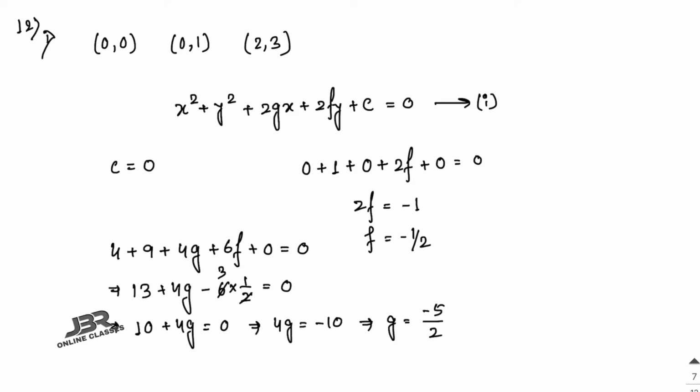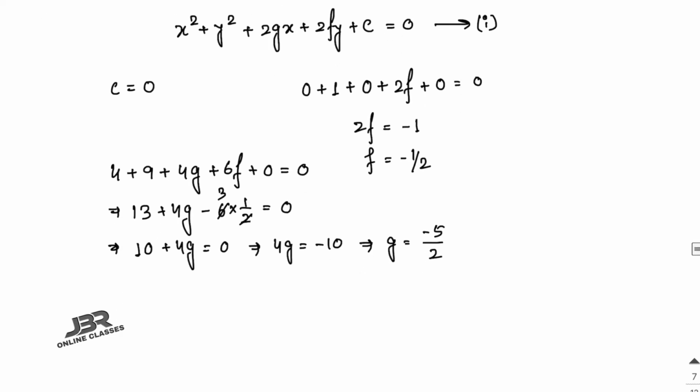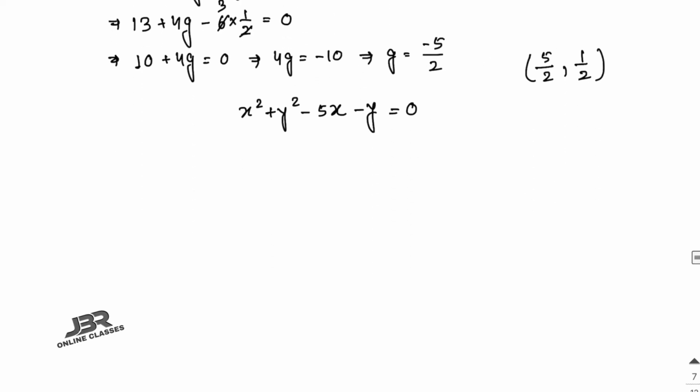Now just put the values of g, f and c in equation number 1, and you will get your equation. So x square plus y square, then 2g, here the 2 cancels out, so minus 5x, here minus half, the 2 cancels out, so minus y, and as c equal to 0, that equals 0 is your answer. Okay, this is the equation. Now if you want to find the center, it will be (5 by 2, half). Okay, and you can easily find the radius. You know the formula to find the radius, it's very easy: root over g square plus f square minus c. Clear? Okay, so I hope you can solve the other problems.